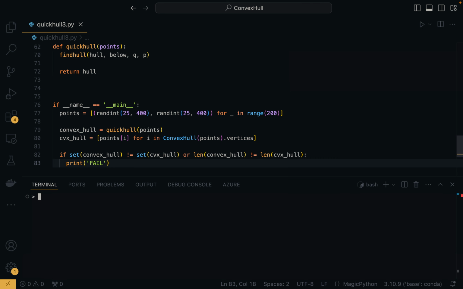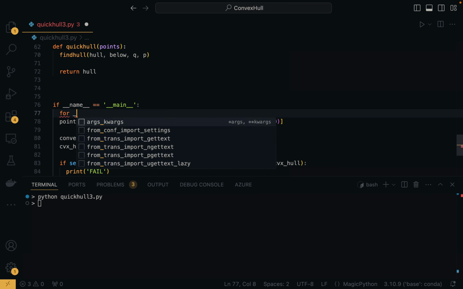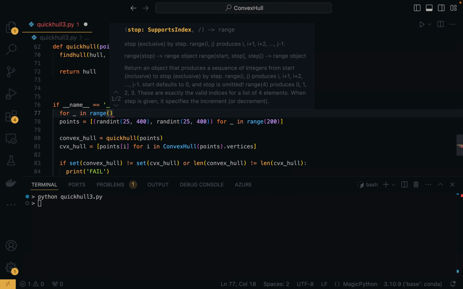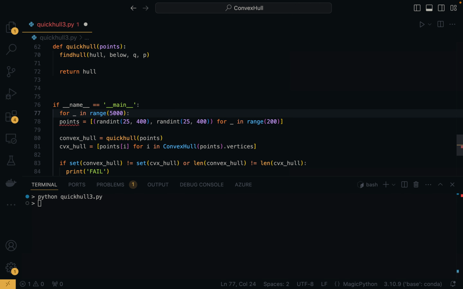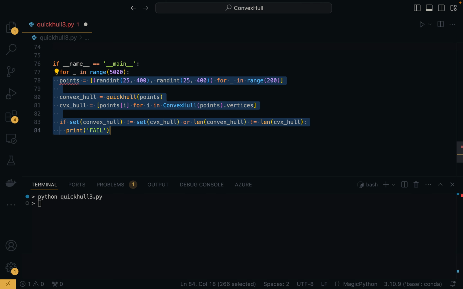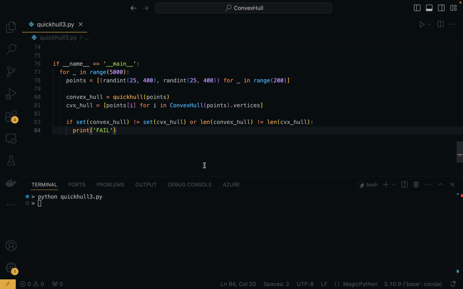So let's open up the terminal and run Python quickhull 3. Okay, great. It didn't fail. So that means we're doing well. Let's run it a few more times. I'm going to run it about 5,000 times. So for in range 5,000, and let's do all of this again. This will make us feel very good that our implementation is good to go.